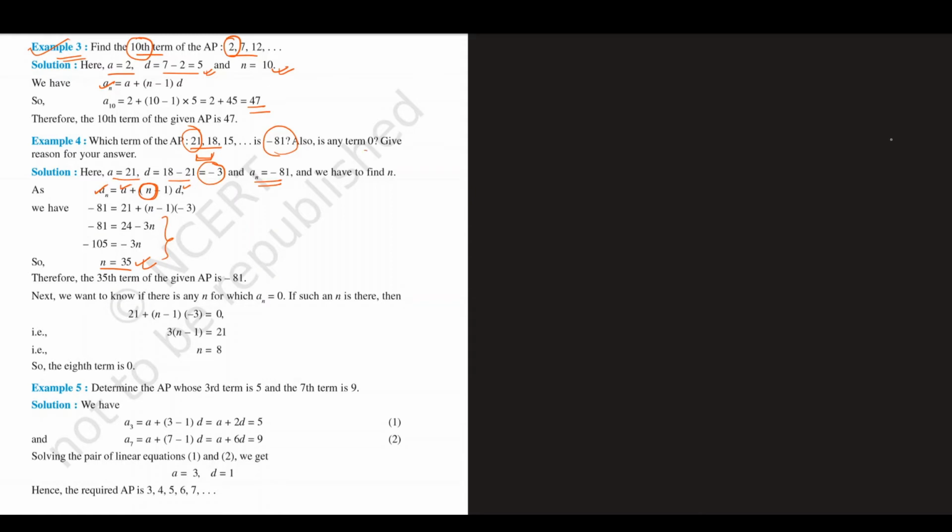In the second part they are asking if there is any term that is 0. Just replace an with 0 in this case and we get n is equal to 8. So the 8th term, a8, in this case is 0. So it is pretty easy.